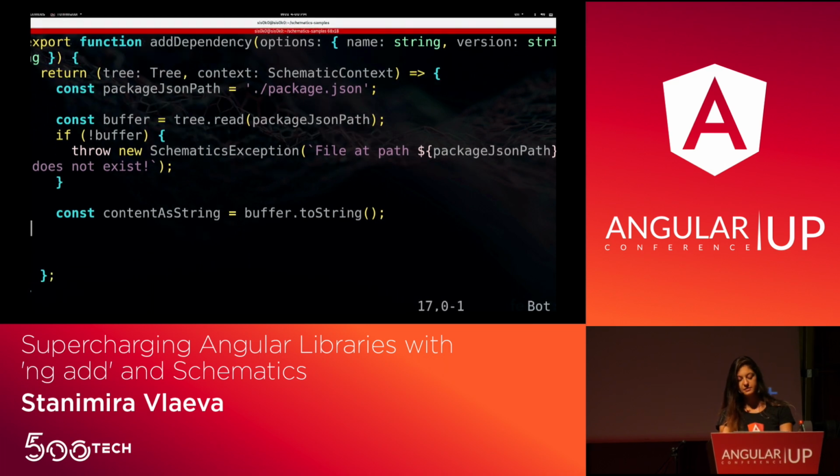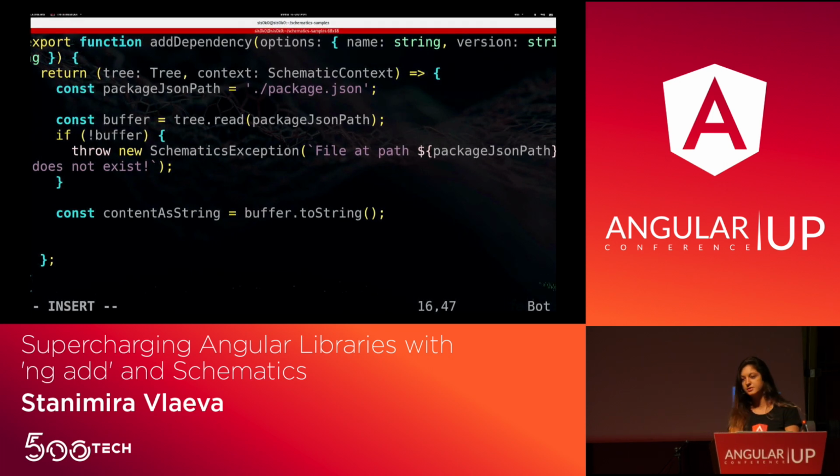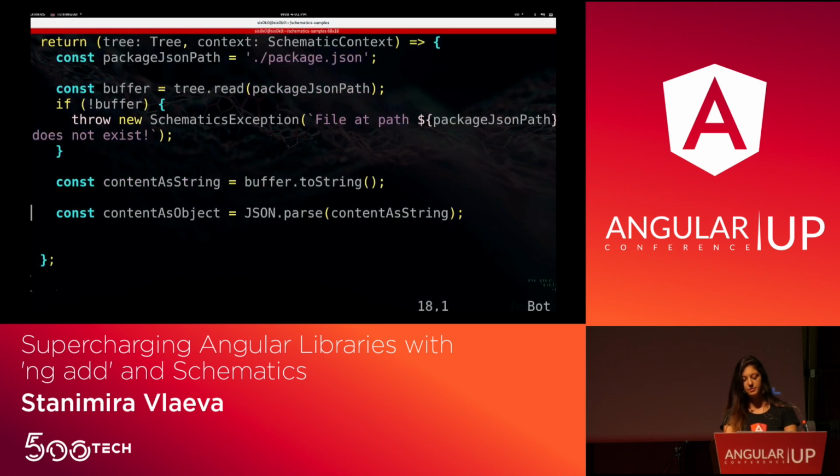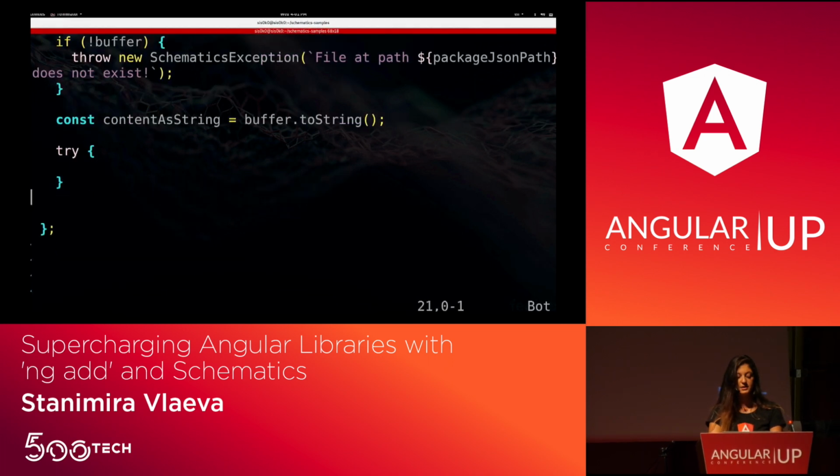And then because this is a JSON file, I'm going to need the actual object. So I need to parse the content. As object, it's going to be JSON.parse content as string. Okay, does anyone see a problem here with this line of code? Anyone? Come on. It can fail, apparently. So I gotta surround that in a try catch and handle the error.